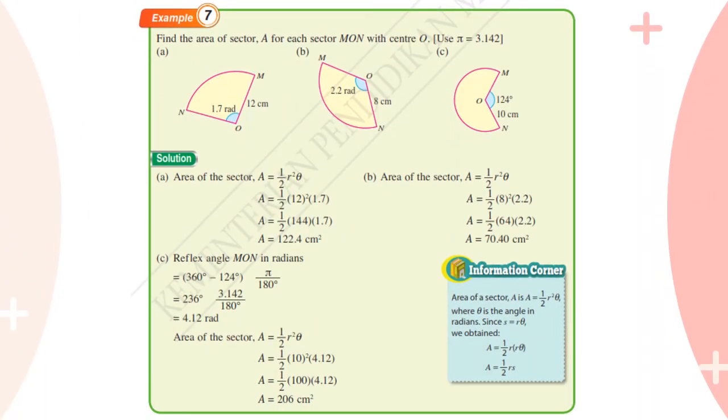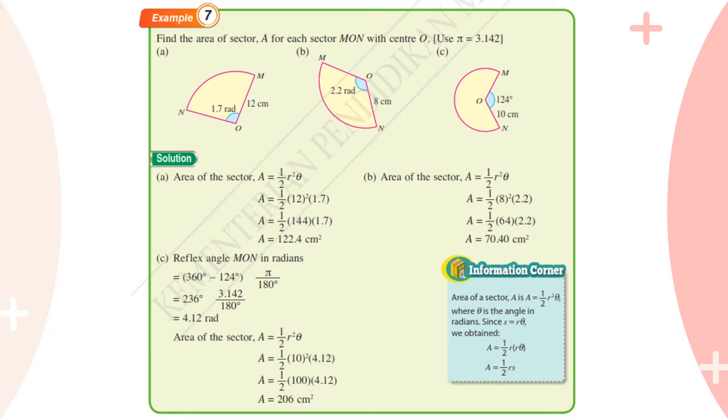Now, let us move to the examples given. Example 7. Find the area of sector A for each sector MON with center O. Use pi equal to 3.142. Question A. To find the area of the sector using the formula 1 over 2 times r squared times theta, we just replace the value of the radius and theta given from the diagram.